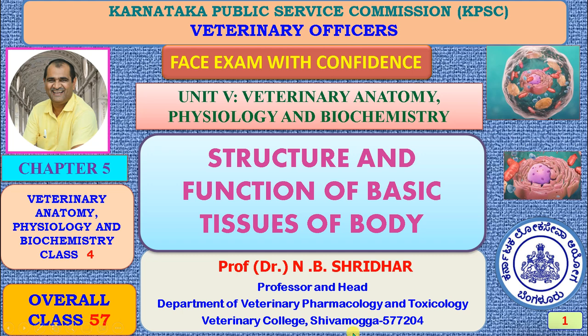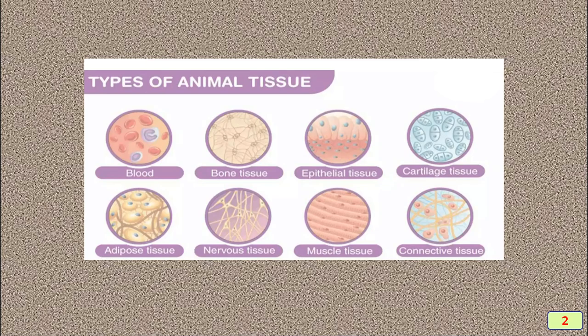So, today we will learn about the structure and functions of the basic tissues of the body. Especially, this is covered under veterinary anatomy. So, very briefly, we'll go through it, as many of you have already learned this. However, this is a revision. And there are varieties of animal tissues.